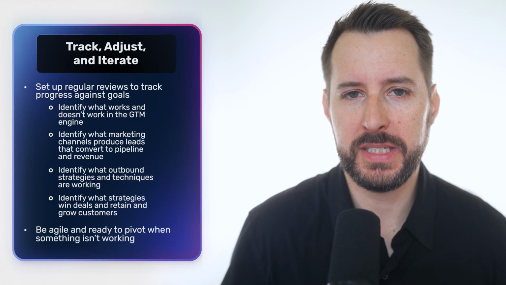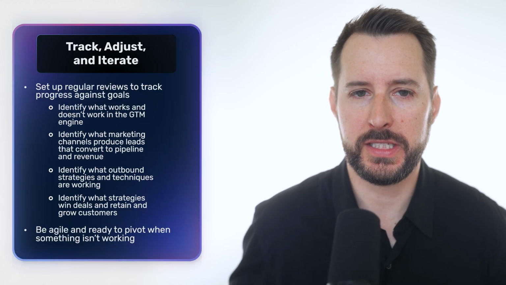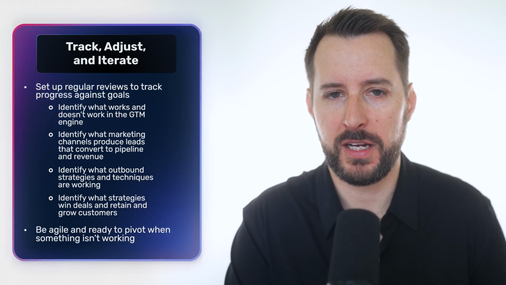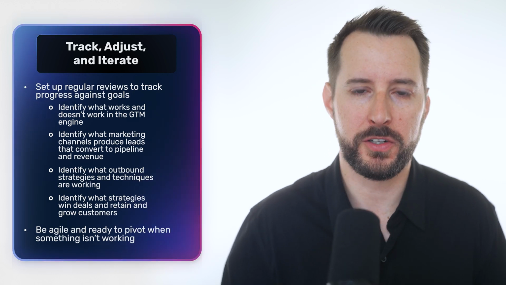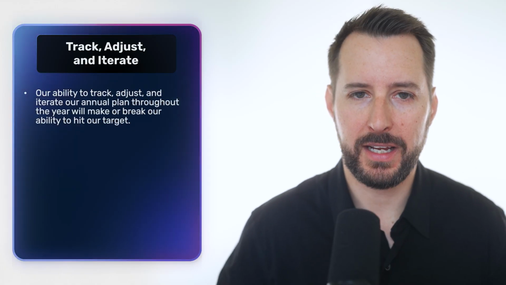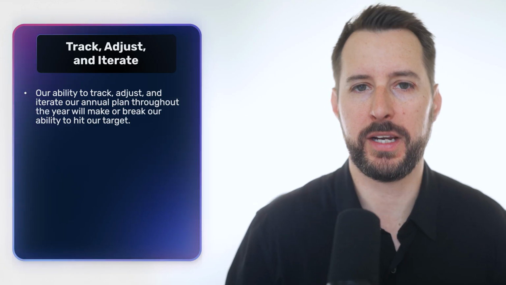What's important here is to be agile. Things never go exactly according to plan. And as we go throughout the year, we need to identify what's working and perhaps double down on that, and identify what's not working and either cut back on that or find ways to improve it and optimize it. Our ability to track, adjust, and iterate our annual plan throughout the year will make or break our ability to hit our target.